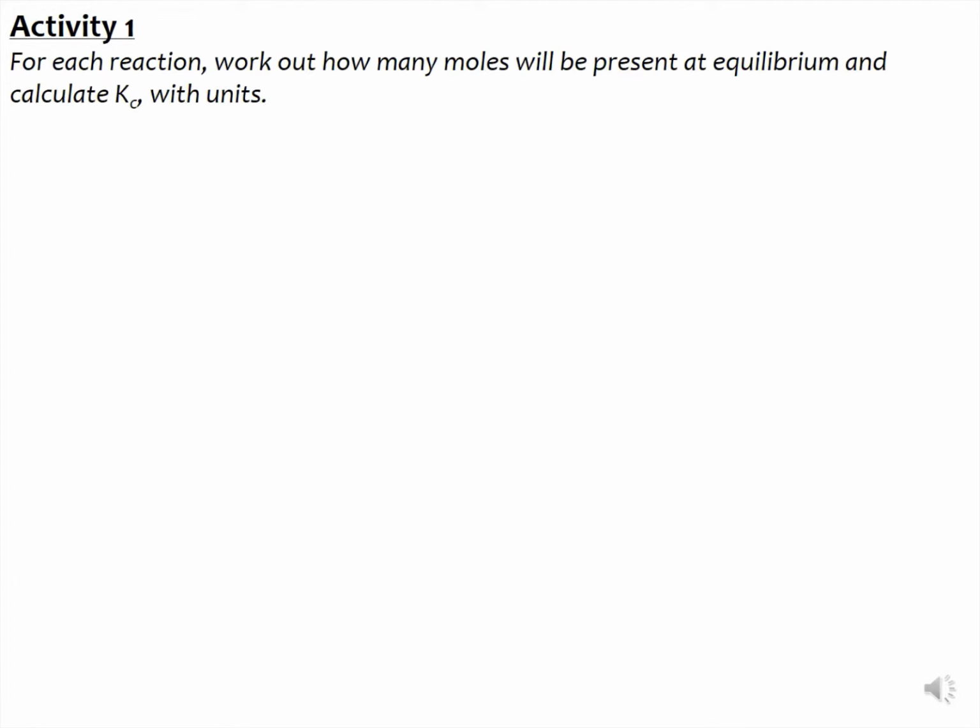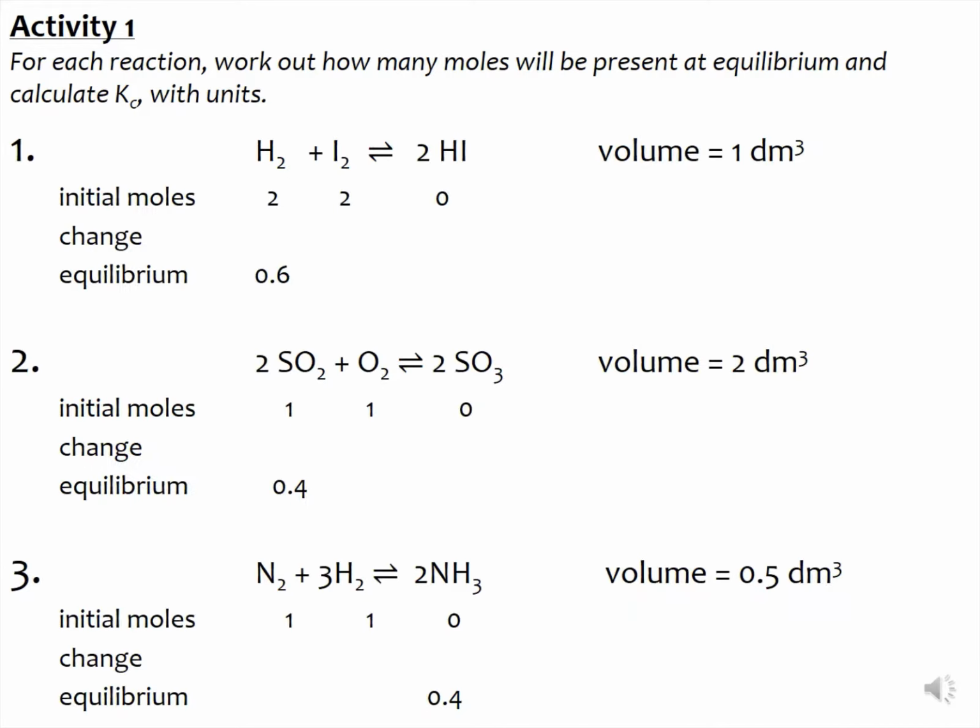So activity 1, time for you to have a go. For each reaction given, work out how many moles will be present at equilibrium and calculate Kc with units. So exactly the same as the previous 2 examples. What we've got here are 3 equations. I've given you the ice tables already, so you don't have to worry about filling those in. You can add lines if you want when you copy these out. I've given you volumes for each scenario. You might find that you don't need to use the volume in the calculation like in the first example that I gave you, but if you're given a volume you can just calculate concentration anyway. So pause the video, and as always the answers will come next.